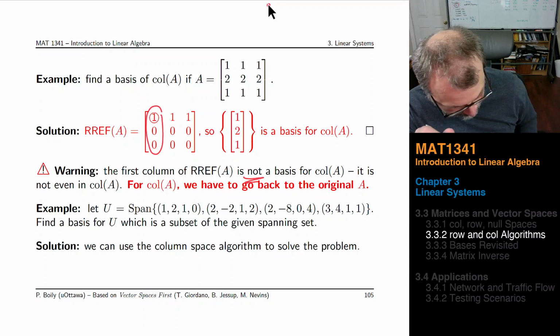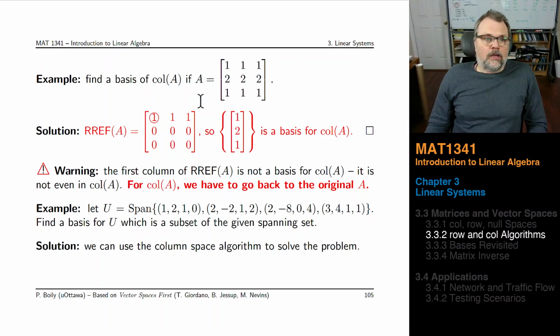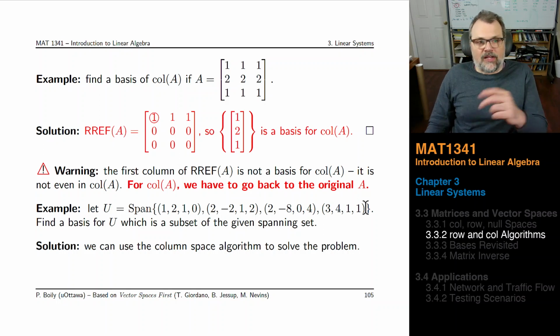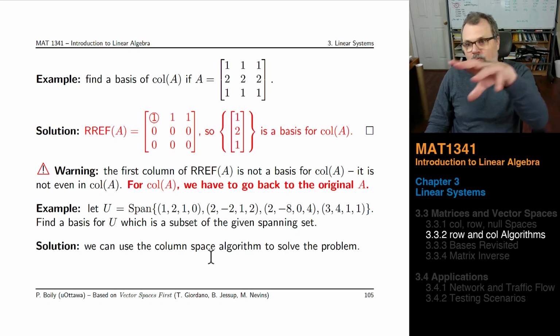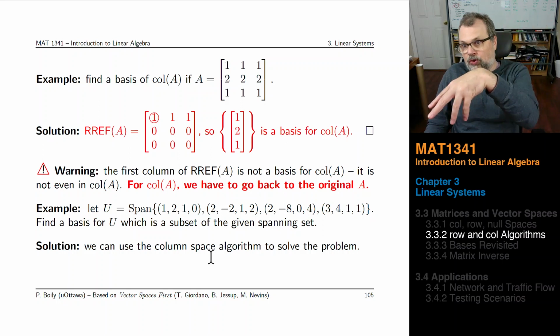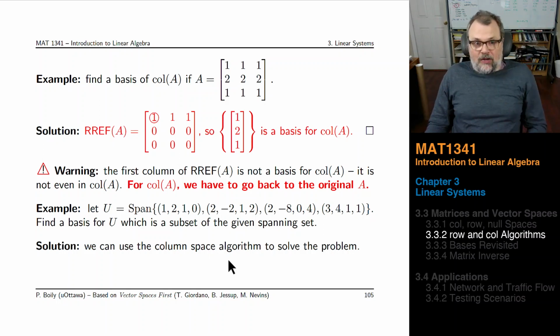What about this one? What if we had U, which was the subspace of R4 spanned by these 4 vectors? 1, 2, 1, 0; 2, minus 2, 1, 2; 2, minus 8, 0, 4; and 3, 4, 1, 1. Let's find a basis for U, which is a subset of this specific spanning set. So you could put this in the rows of a matrix, reduce, and use the row space algorithm to solve the problem, but here we're going to use the column space algorithm because that's also something you can use.